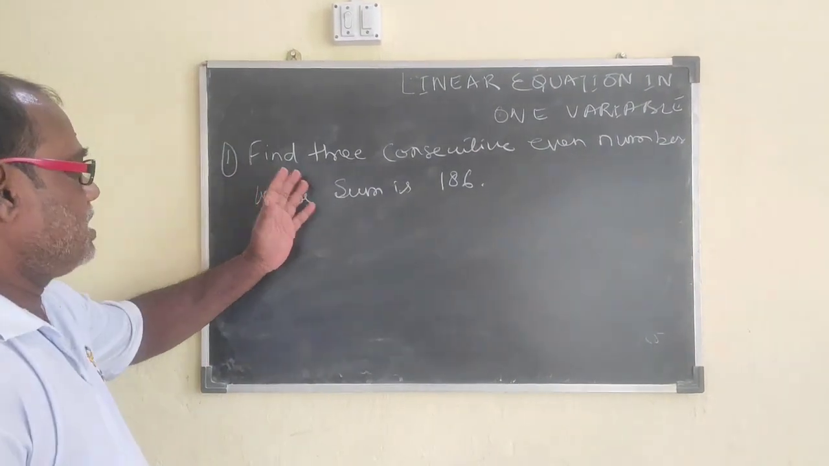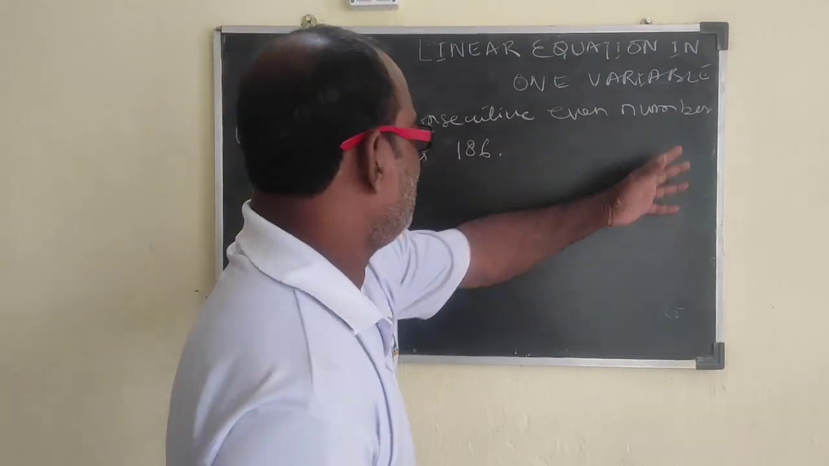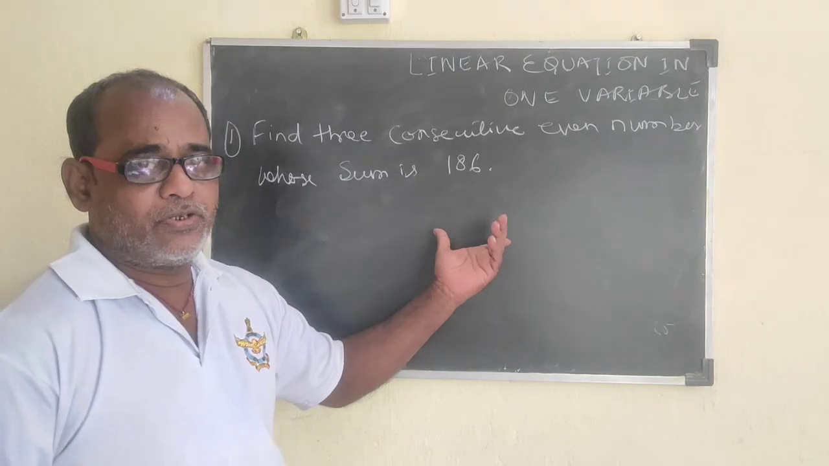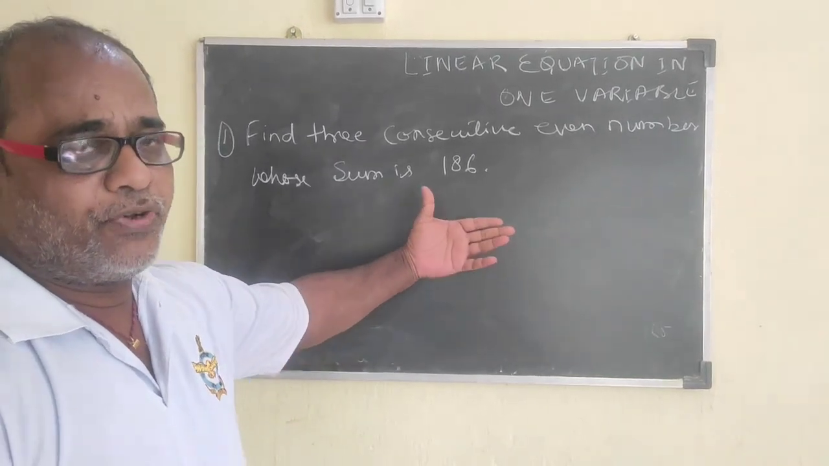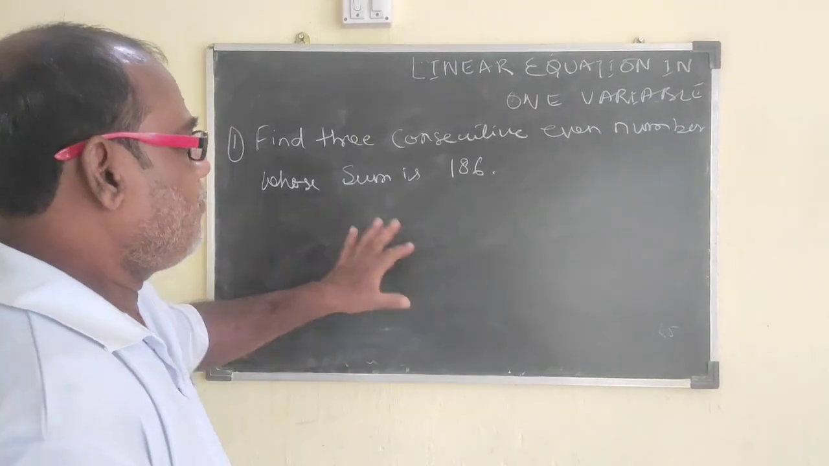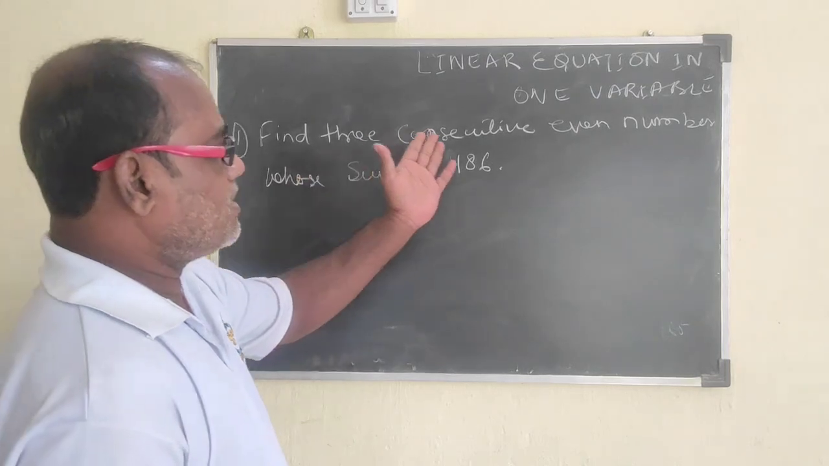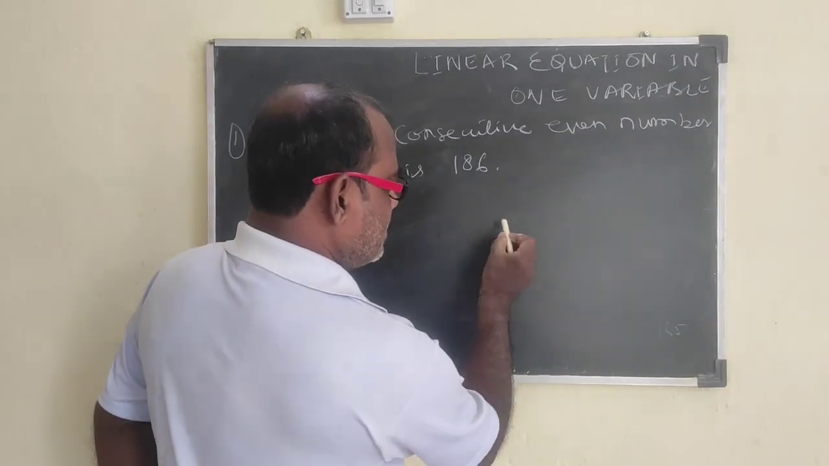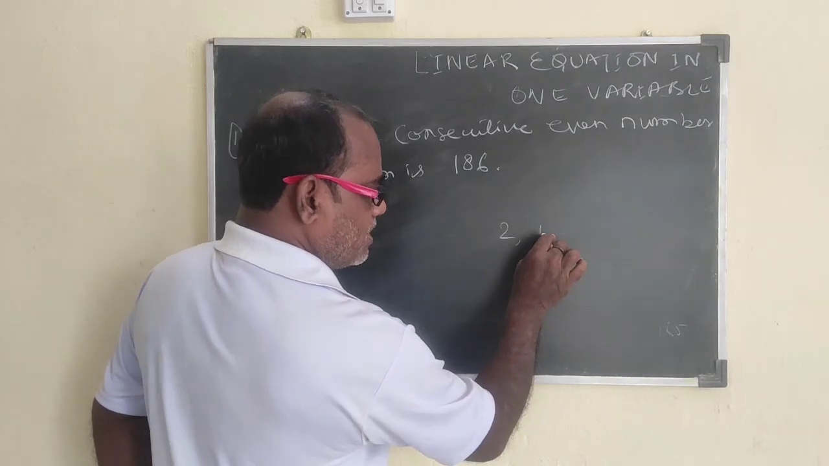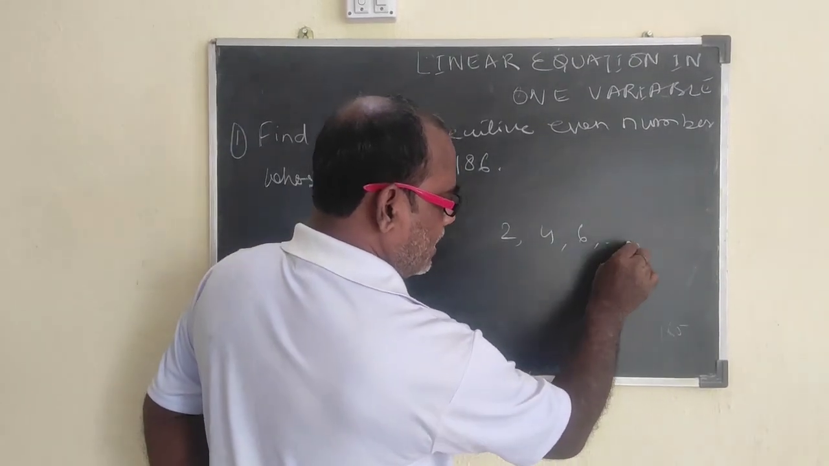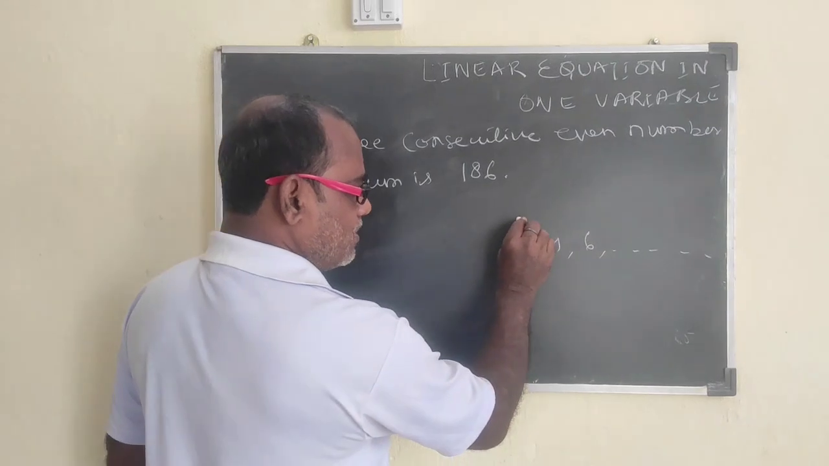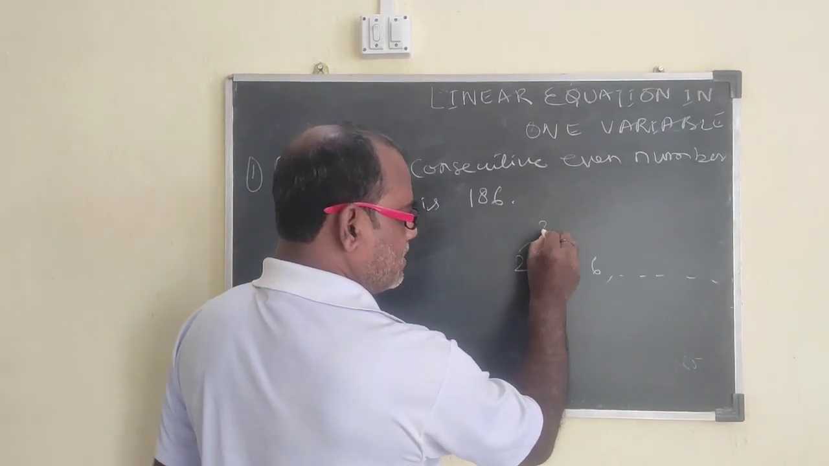The very first question is: find three consecutive even numbers whose sum is 186. At first you have to know how to frame the equation. Three consecutive even numbers, for example, 2 is an even number, 4 is an even number, 6 is an even number, like this. What is the difference between 2 and 4? The difference is 2.